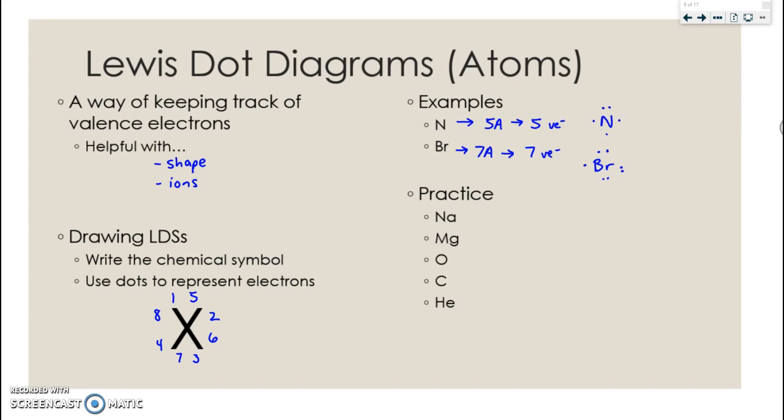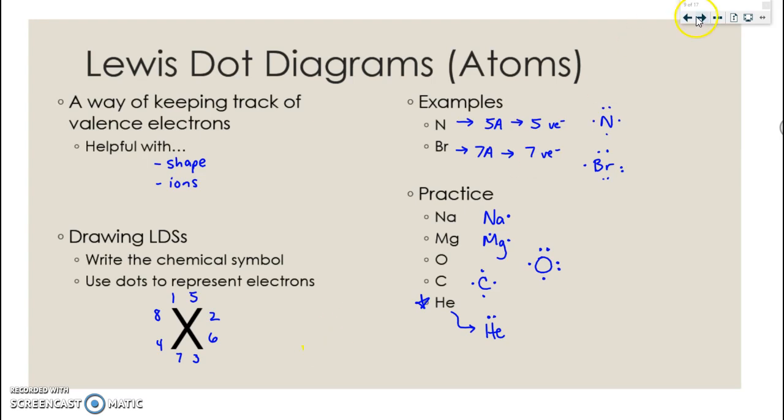Please pause the video and try the provided practice problems. Now check your answers. Sodium's in group 1, so it gets 1. Mg is in group 2, so it gets 2, so on and so forth. He is the one exception. Because noble gases do not form bonds, usually, we put both of its electrons together.